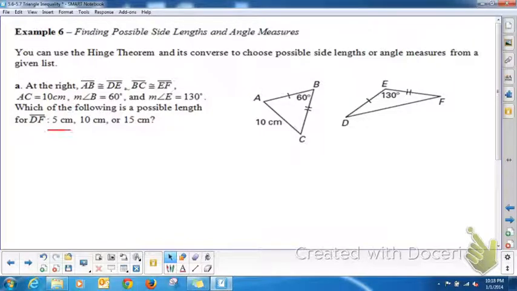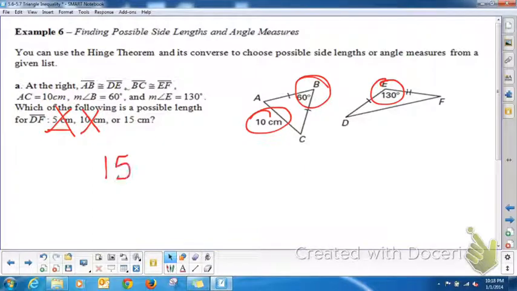Could DF be 5? 130 is greater than 60. Therefore, DF has to be greater than AC. So 5 would not work. Could it be 10? 130 is greater than 60. Is 10 greater than 10? It would not work. So 15 would be the only possible one here that could work. 15 centimeters could work because it's greater than 10. So it could work.